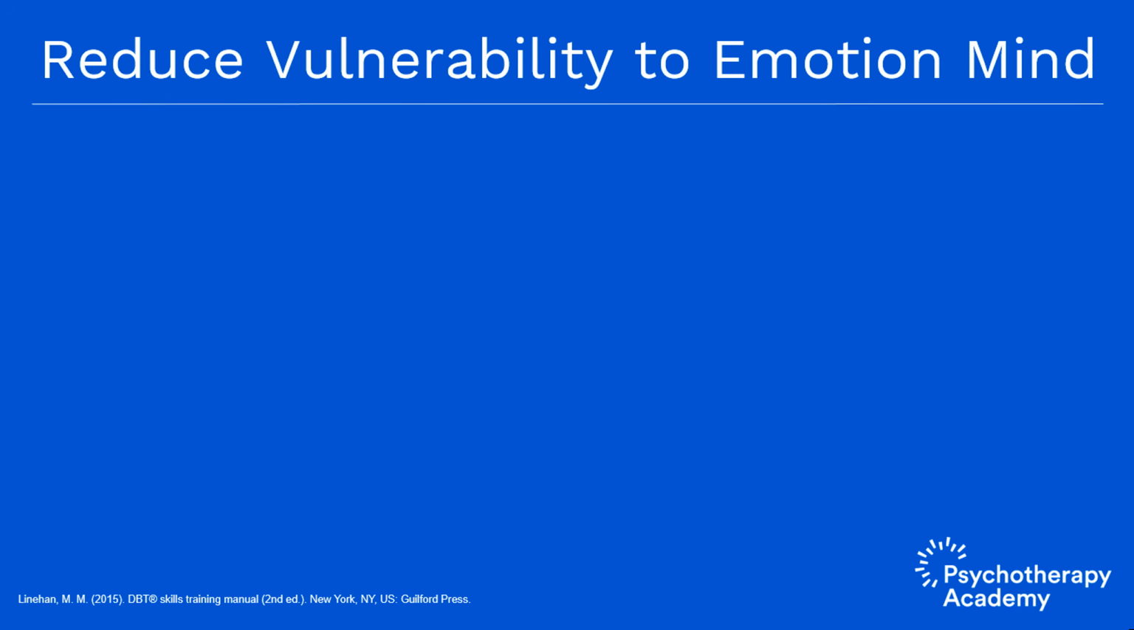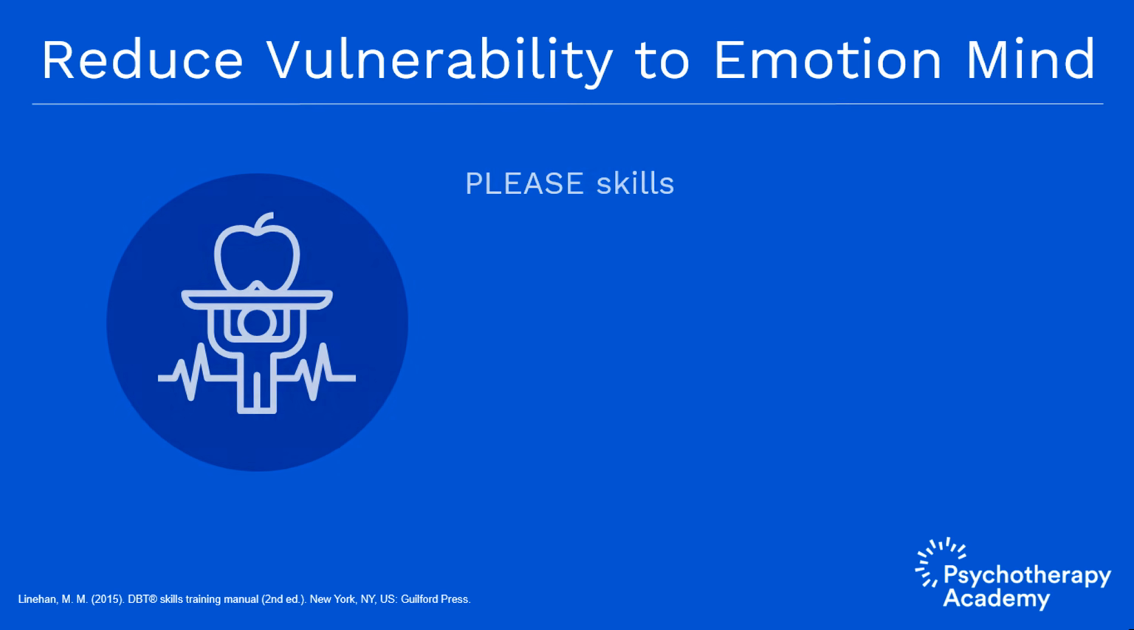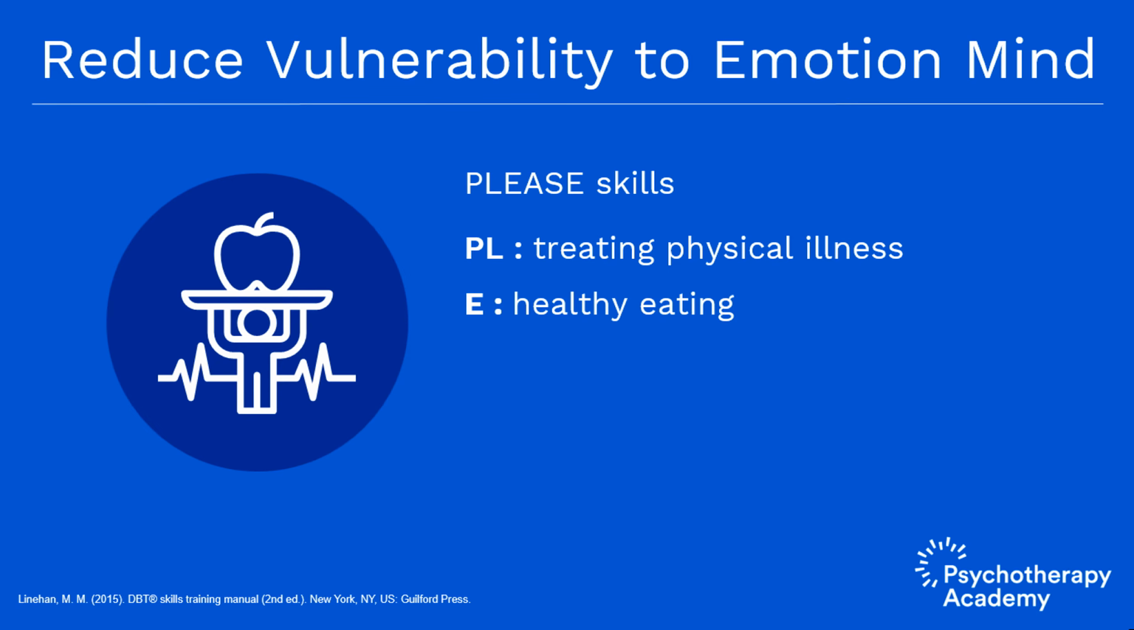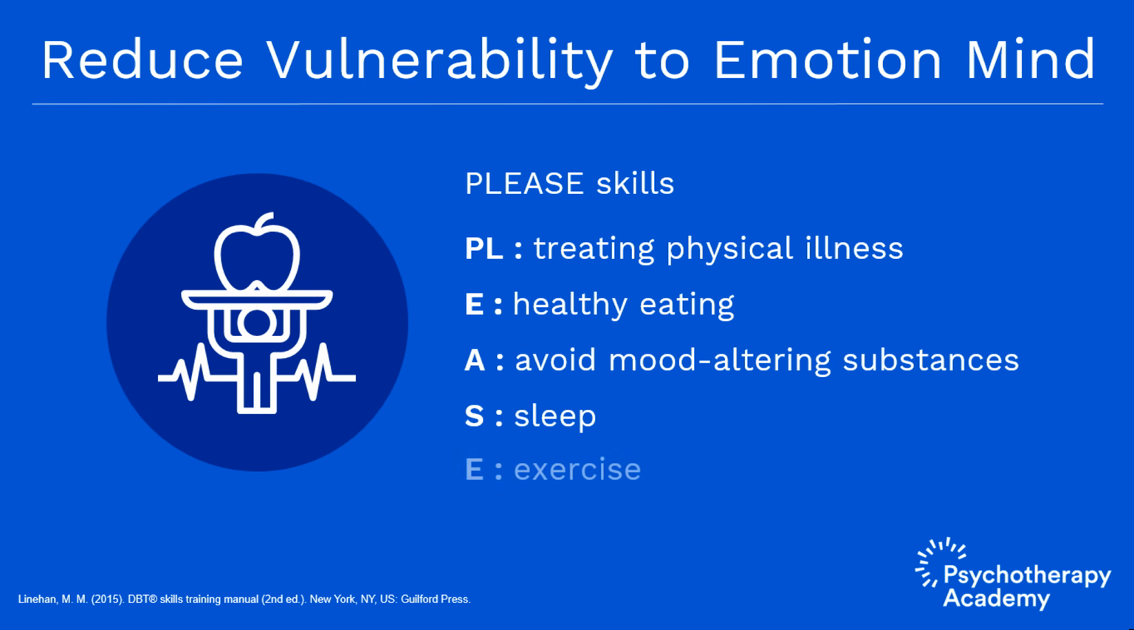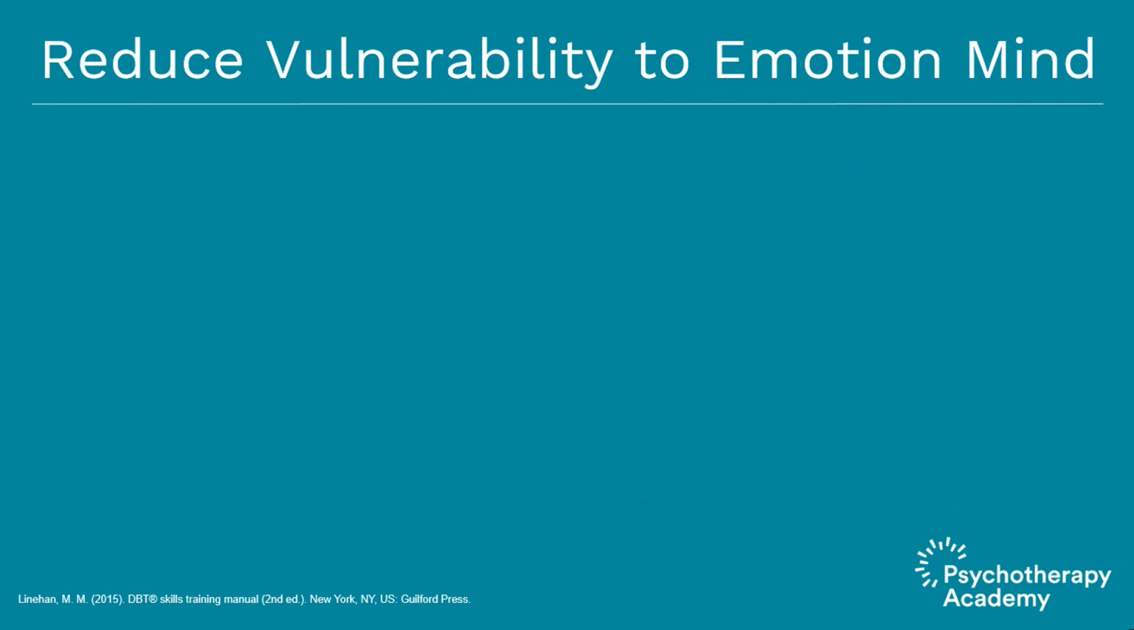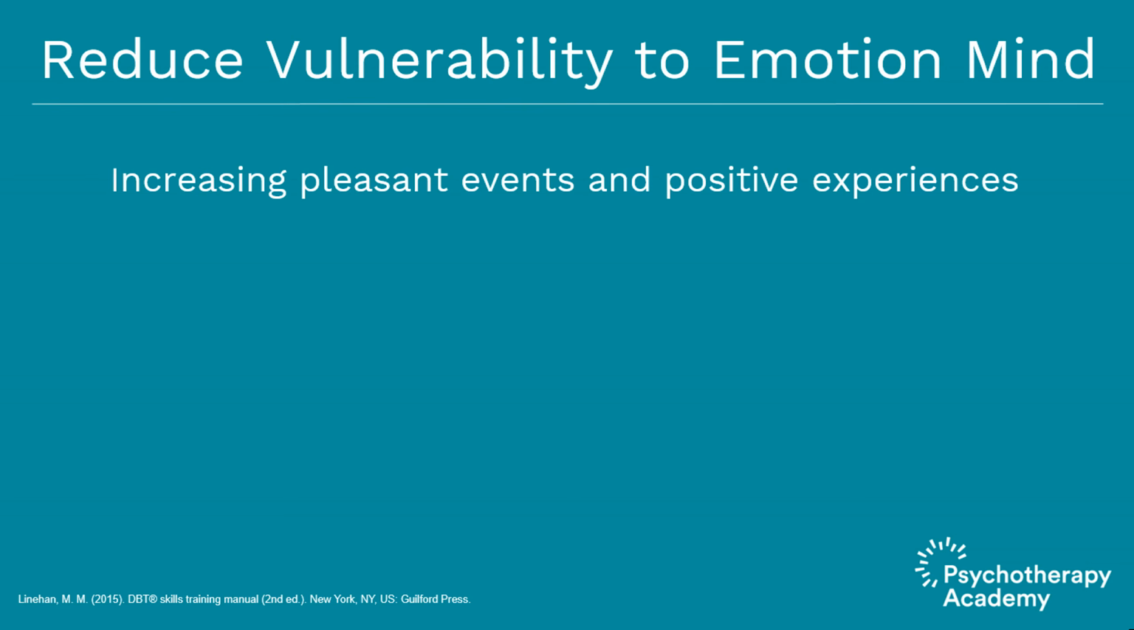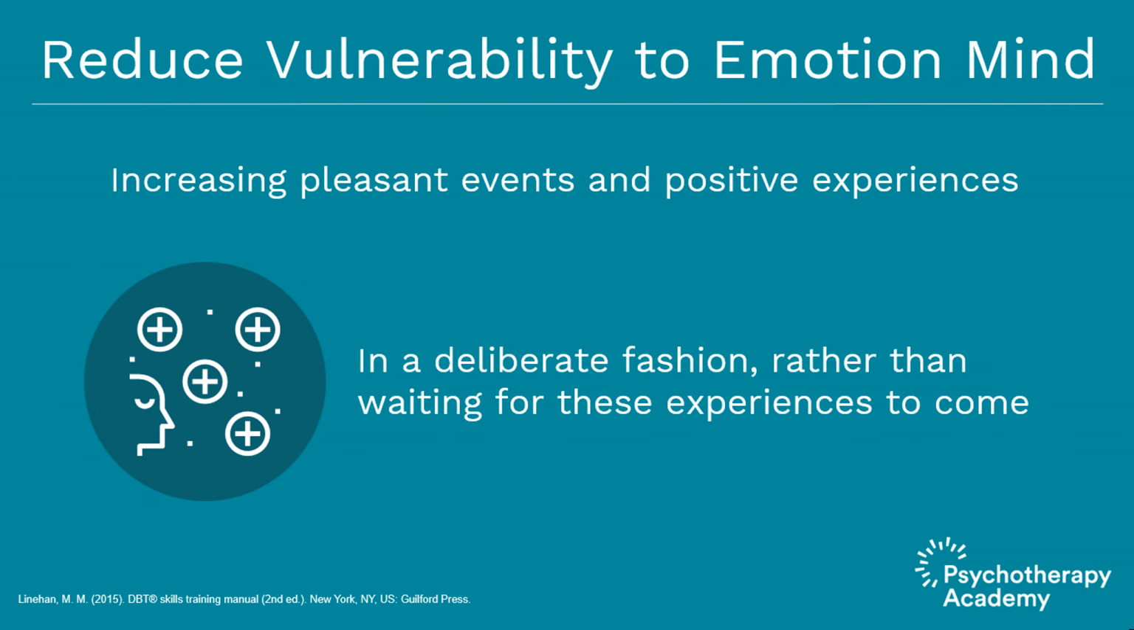The skills for helping reduce vulnerability to emotion mind include the PLEASE skills, which are an acronym for treating physical illness, healthy eating, avoiding mood-altering substances, and exercise. And other ways of reducing vulnerability to emotion mind include increasing pleasant events and positive experiences in a deliberate fashion rather than waiting for these experiences to come from out of the blue.